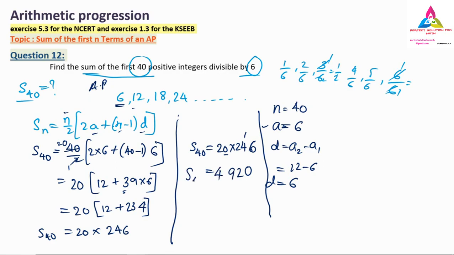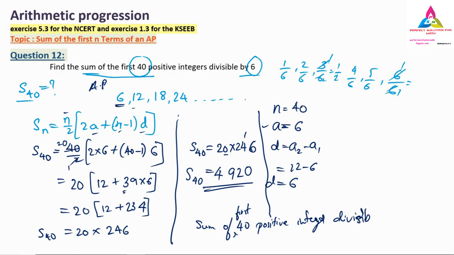So S40, the sum of the first 40 positive integers divisible by 6, is nothing but what? 4920. Lastly, how to write down that final answer? Sum of first 40 positive integers divisible by 6 is 4920. That is your final answer.